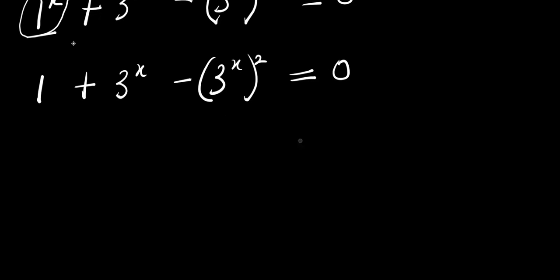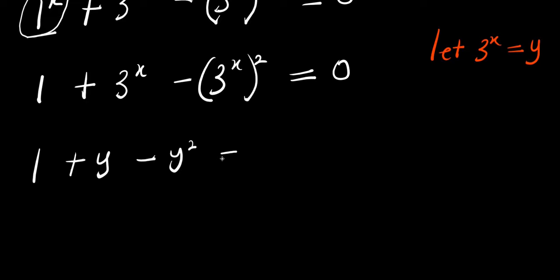Now we can say let 3 power x equals y. So that being done, we are going to have 1 plus y minus y squared equals 0. So let's rearrange this equation. We have negative y squared plus y plus 1 equals 0.